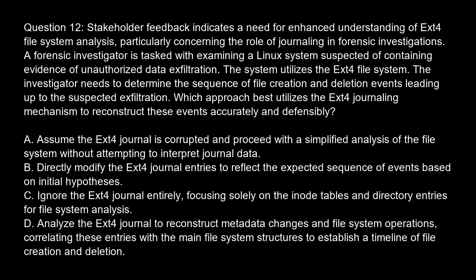Option A. Assume the ext4 journal is corrupted and proceed with a simplified analysis of the file system without attempting to interpret journal data. Option B. Directly modify the ext4 journal entries to reflect the expected sequence of events based on initial hypotheses. Option C. Ignore the ext4 journal entirely, focusing solely on the inode tables and directory entries for file system analysis. Option D. Analyze the ext4 journal to reconstruct metadata changes and file system operations, correlating these entries with the main file system structures to establish a timeline of file creation and deletion.